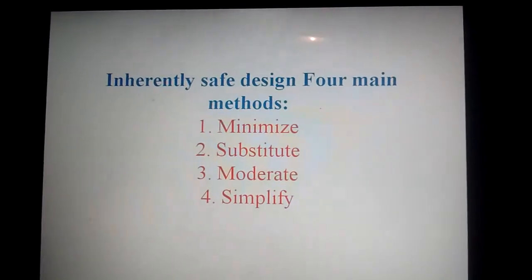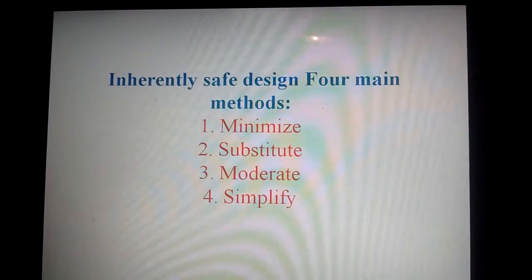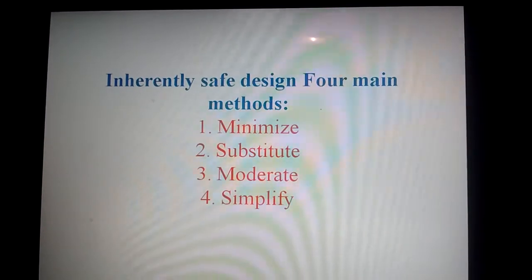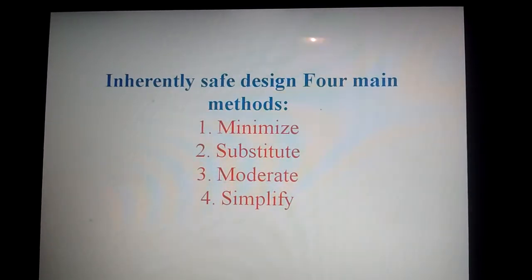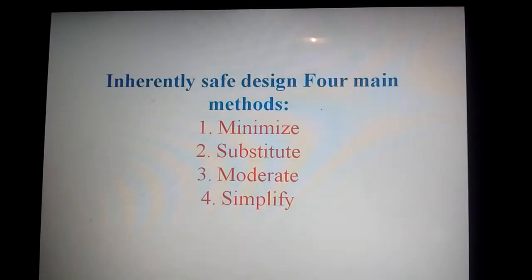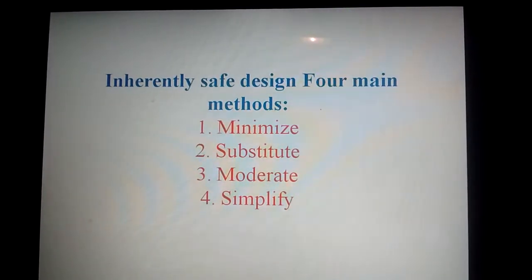Inherently safe design has four main methods. One is minimize, second is substitute, third is moderate, and fourth is simplify. Minimize is reducing the amount of hazardous material present at any one time. Substitute is replacing one material with a less hazardous one. An example of substitution is cleaning with water and detergents rather than a flammable solvent.